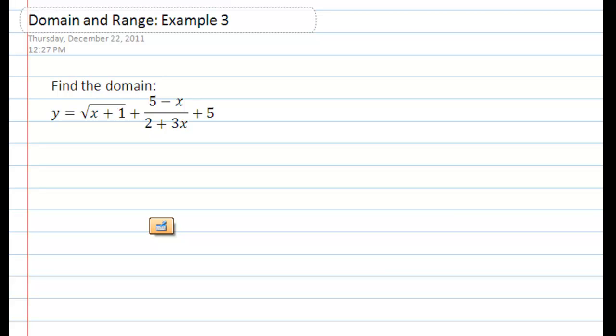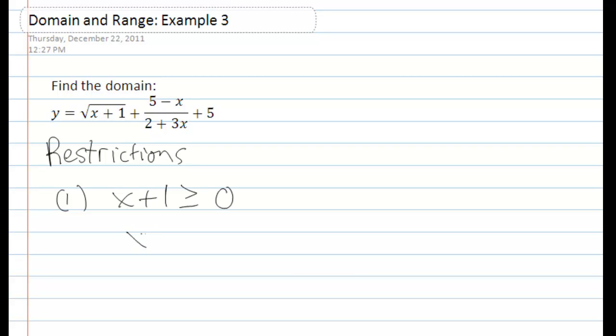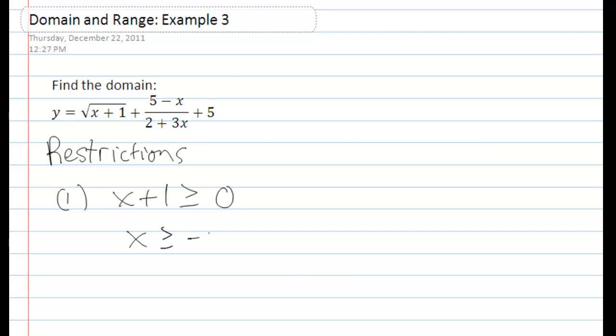So, in the first term, the square root x plus 1, we know that the number underneath the square root must be greater than or equal to 0. So, we can write this for our first restriction. x plus 1 is greater than or equal to 0. And therefore, x must be greater than or equal to negative 1.